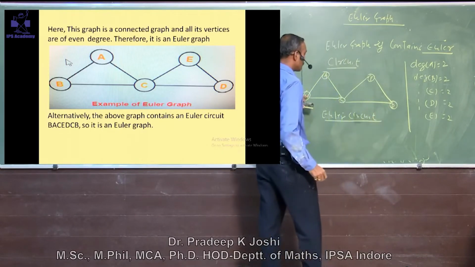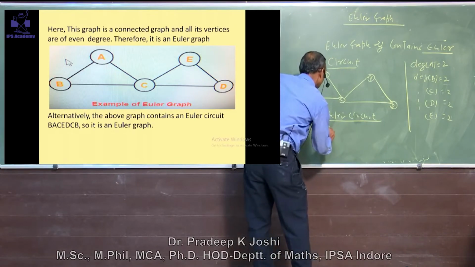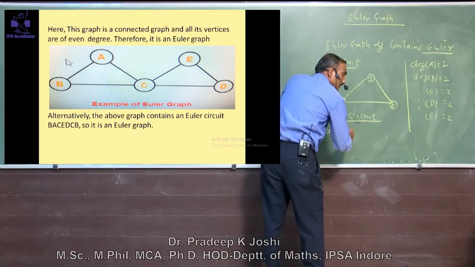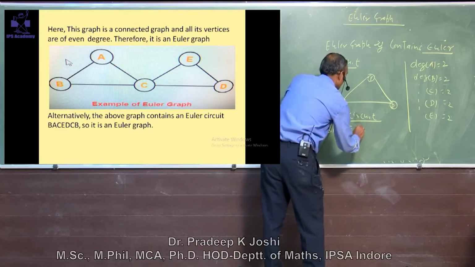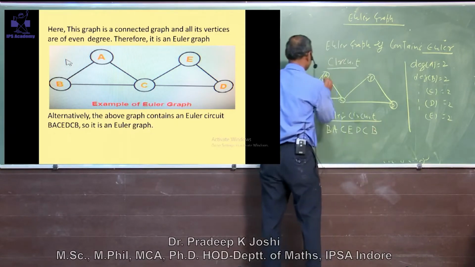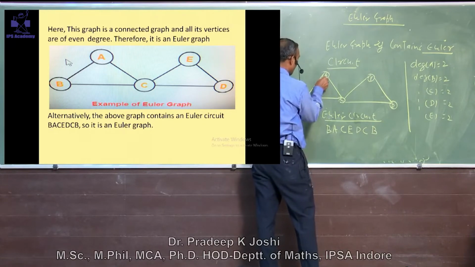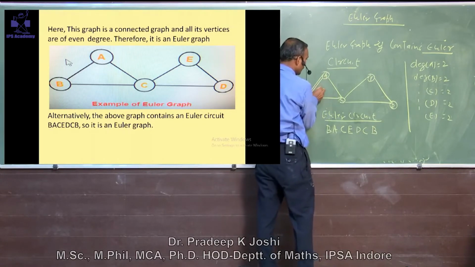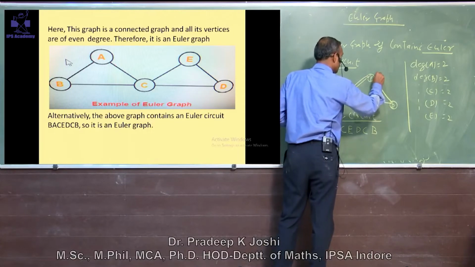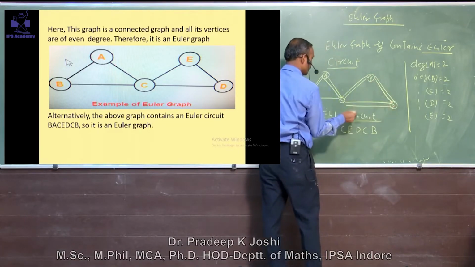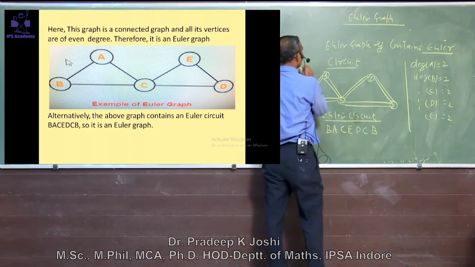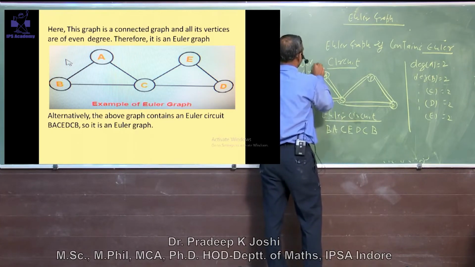Euler circuit. Now suppose we start from B. We have to visit all the edges: B, A, C, E, D, C, and then B. It means first we move from B to A, then A to C, C to E, E to D, and D to C, and again come back to the initial point, B. So this is the Euler circuit, hence the graph is an Euler graph.